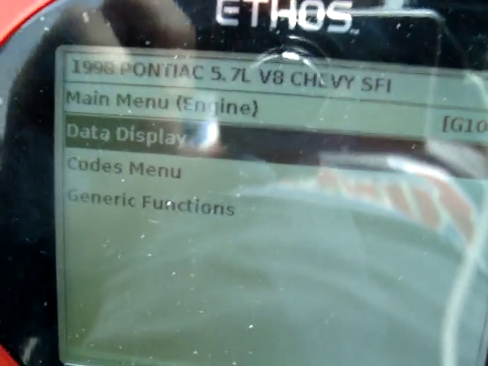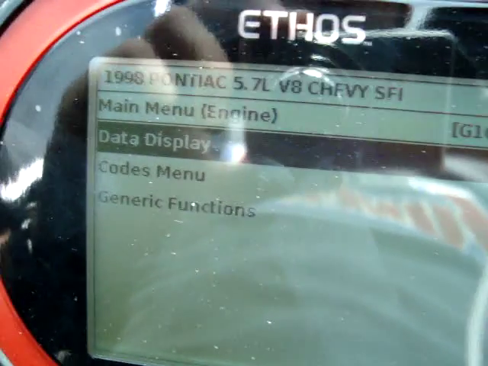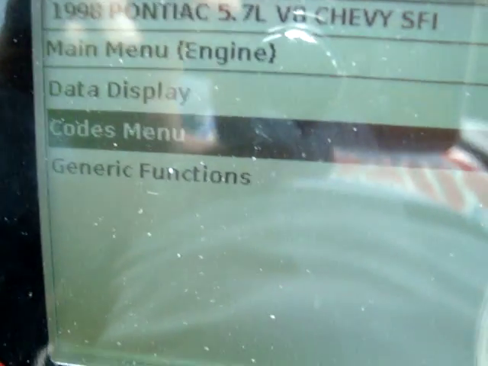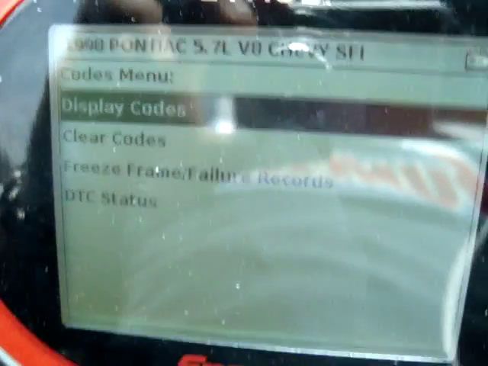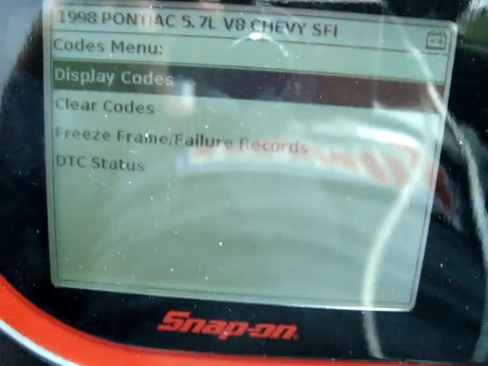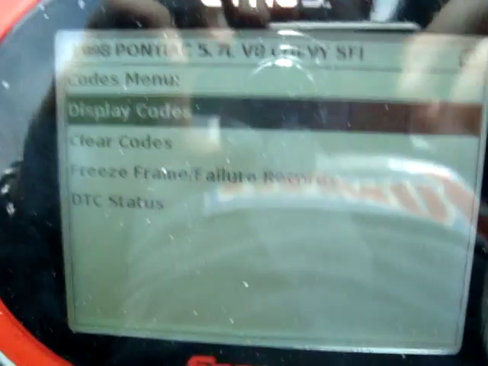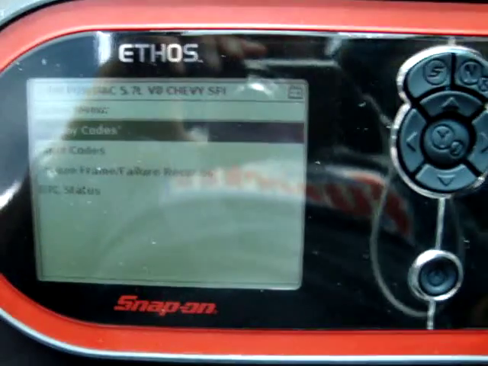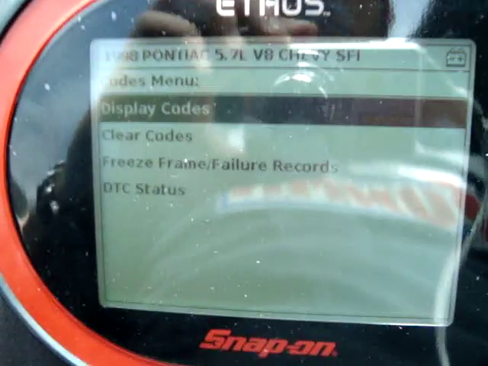Now, we can do data display, codes menu, which would be, if you have your check engine light on, your little idiot light or MIL, malfunction indicator light. And then we also have generic functions and codes menu. This is what most people are used to. A lot of people like to just delete codes or previous codes or even history codes, due to the fact that they think that, when something pops up like that, they're just gonna erase it and the problem goes away. That doesn't happen.